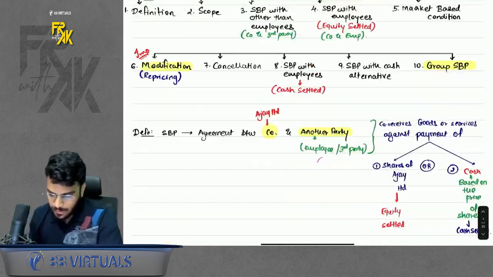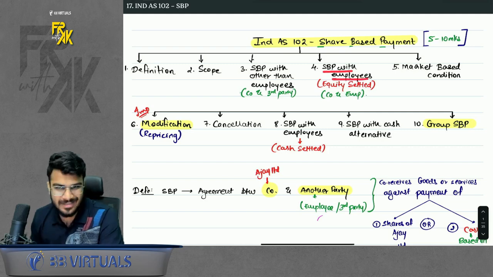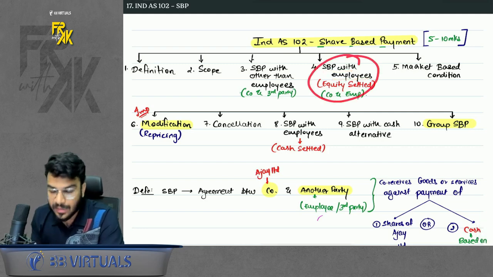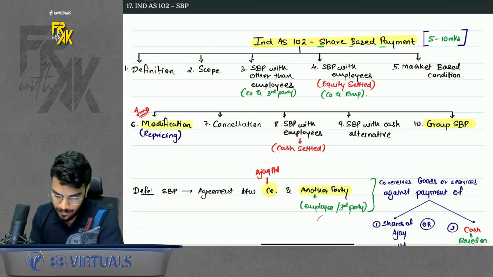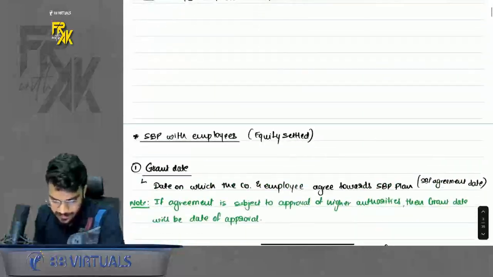Now the next point is share based payment (SBP) with employees. Now here comes the important part, where there is a share based payment between the company and the employee. So first I'm discussing equity settled. So what happens in equity settled? First I will discuss a few terms.